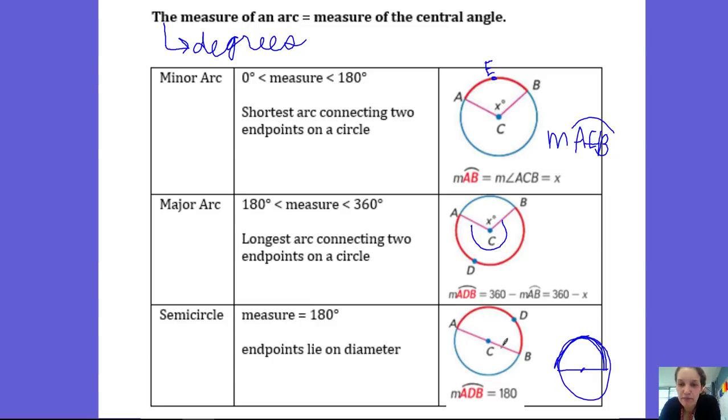So a semicircle's endpoints are on the diameter, and its measure is exactly 180 degrees, which makes sense because all the way around the circle is 360 degrees, and 360 divided by 2, half of that, is 180. So it makes sense why its measure is 180 degrees.